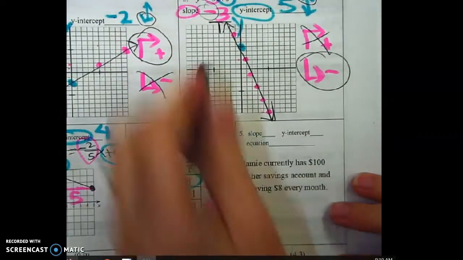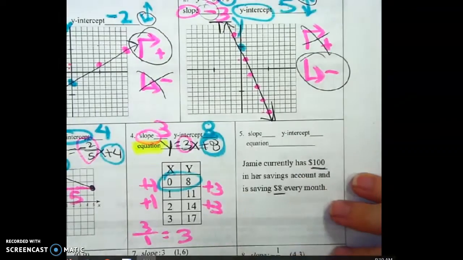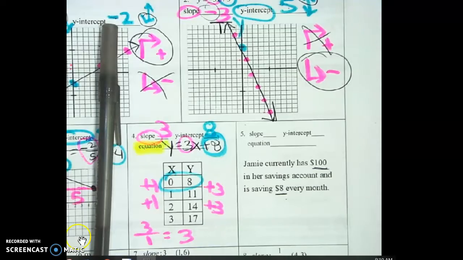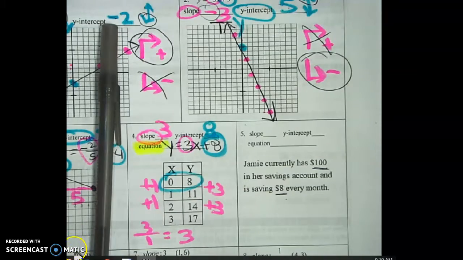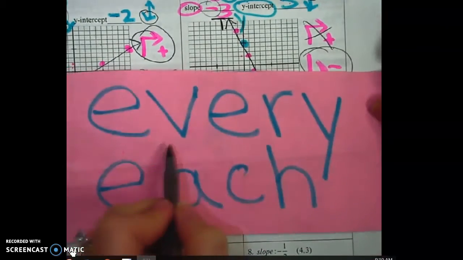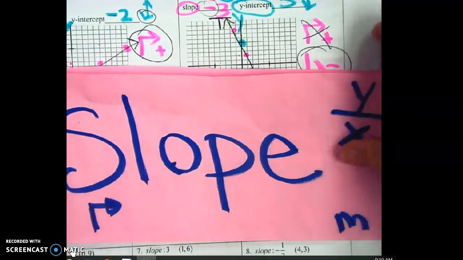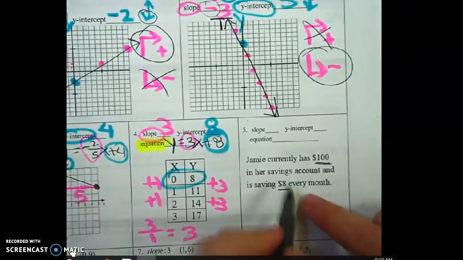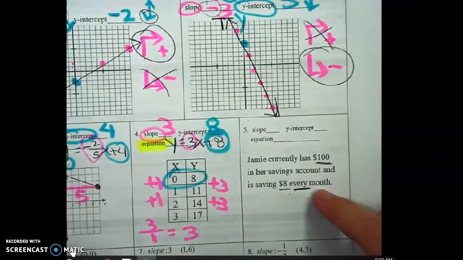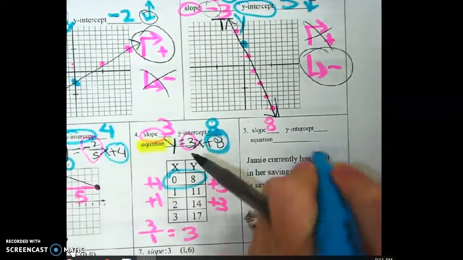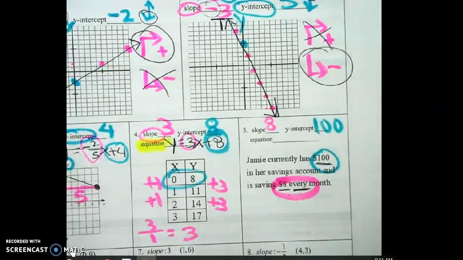Let's see. I see 100 and I see 8. I've got to figure out who's going to be slope and who's going to be y-intercept. So give me a second, get more words. I'm going to look to see if I can find this word or this word. And whenever I see this, that, or that word, it's pink, which means it's the slope. Okay? So let's see. "Every" means this is my slope. That means this is my y-intercept.